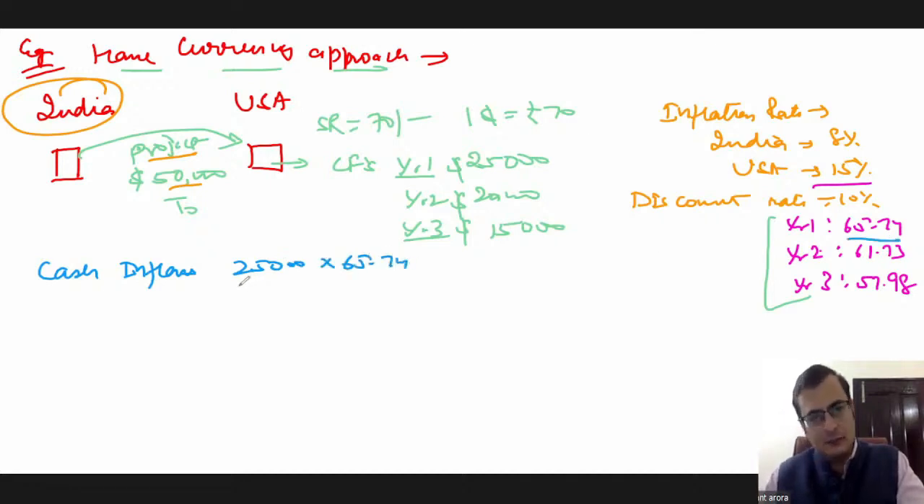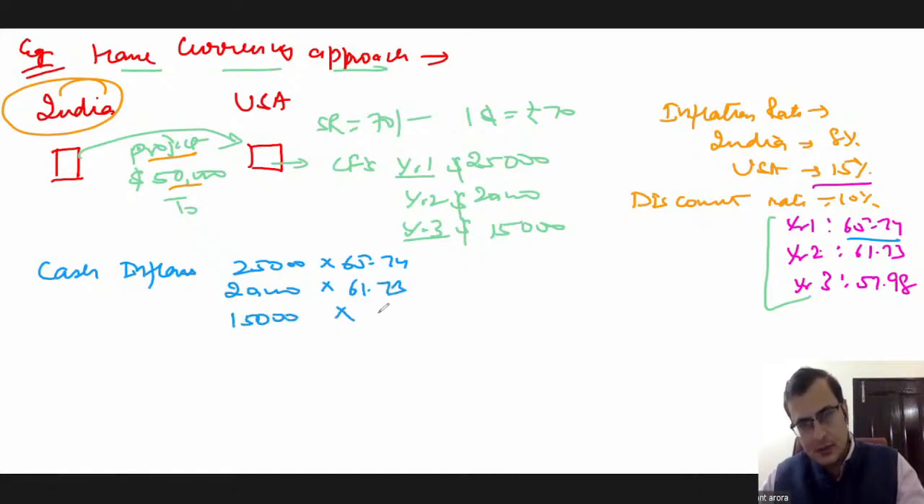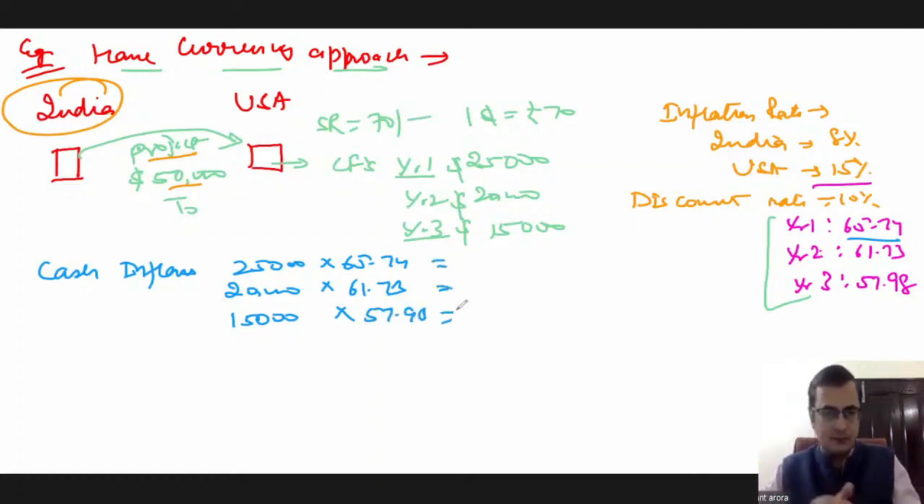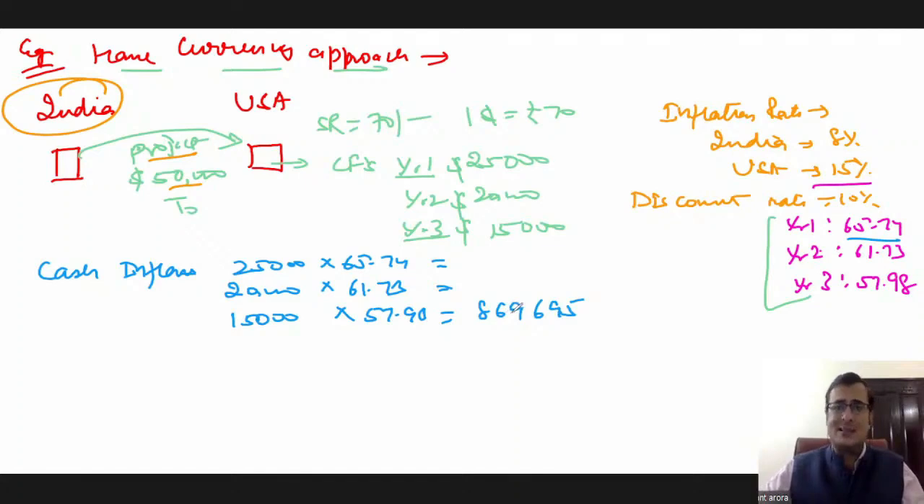$65.7 for this rate. 20,000 into 61.73 and 15,000 into 57.98. So shall we calculate all these values? This one is ready, so I will calculate this first. It comes out to be 869,695.